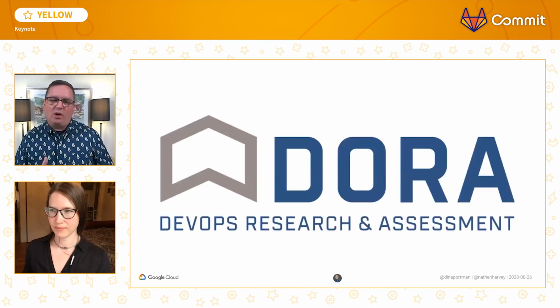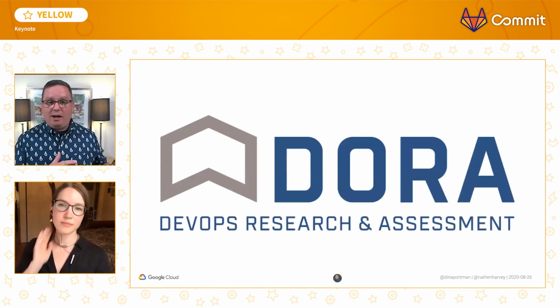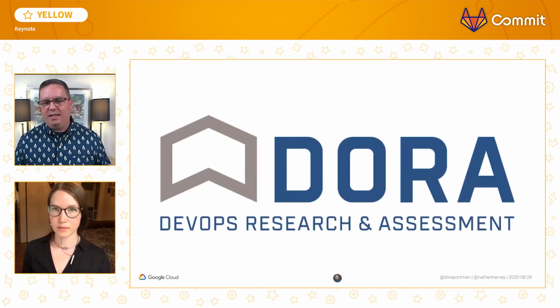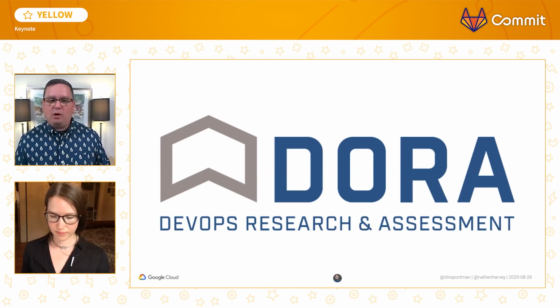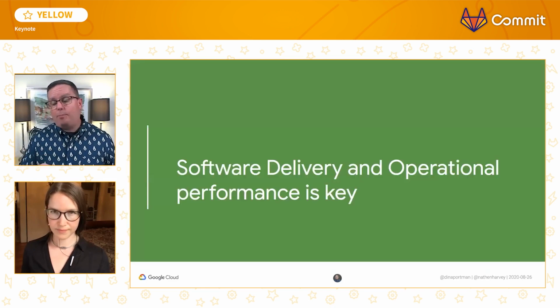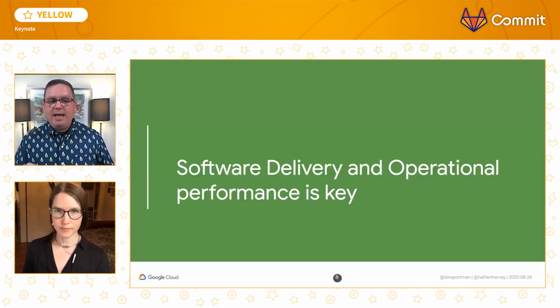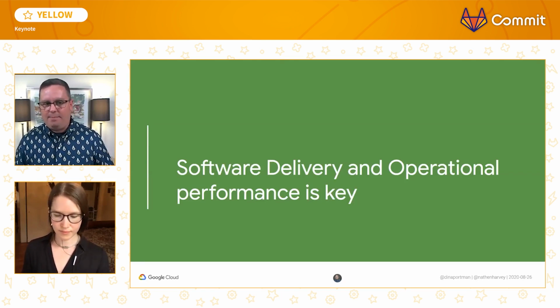There's a research organization within Google Cloud called the DevOps Research and Assessment Team. They've used academic methods to go out and research the industry and figure out what DevOps can do. Now, DORA joined Google Cloud in December of 2018, and they've grown and expanded their work inside of Google Cloud. And here's one thing that they discovered. Software delivery and operational performance is key. It's key to delivering that business value and keeping your customers happy.